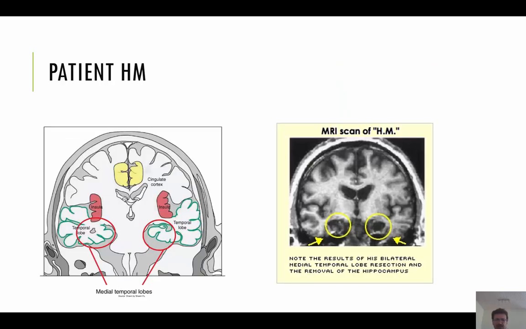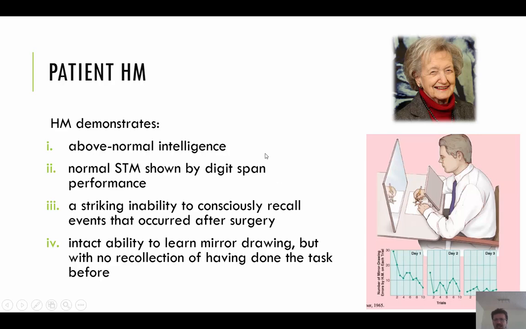And this is a diagram that just shows you the area of the brain that would have been removed from patient HM. You can see it in a schematic on the left of the screen, and you can also see an MRI showing the areas of the brain that have been cauterized or removed during the surgery for HM. Now, the surgery was actually successful, and patient HM had no more epilepsy.